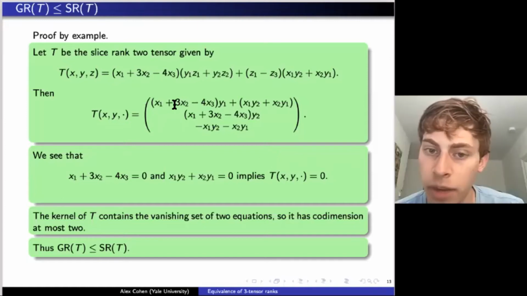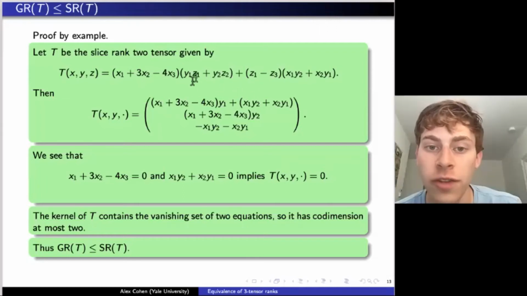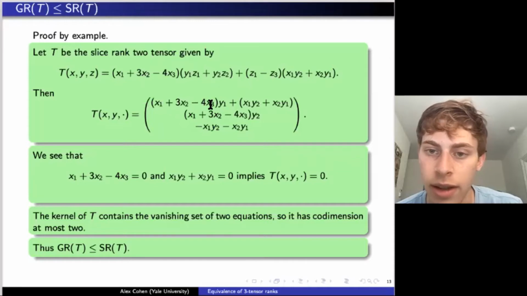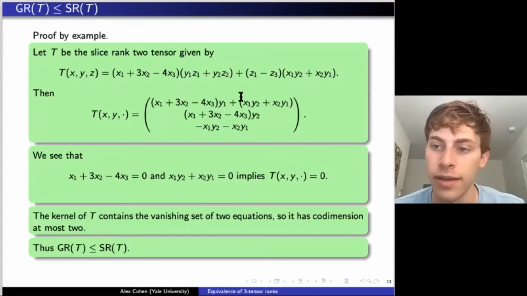So in this particular example, to find the first entry of this vector, you look at the coefficient of z1. This has two parts. From the left-hand side, we have x1 plus 3x2 minus 4x3 times y1. That's here. And then we have z1 times x1 times y2 plus x2 times y1. That's here. So the entries of the bilinear map come from the coefficients of the zi's.